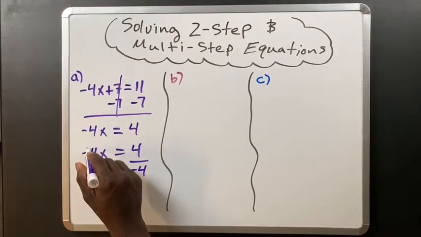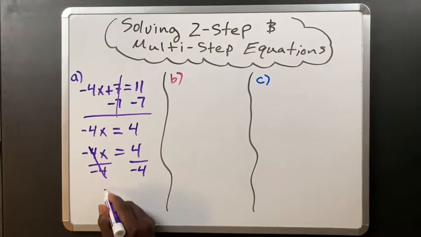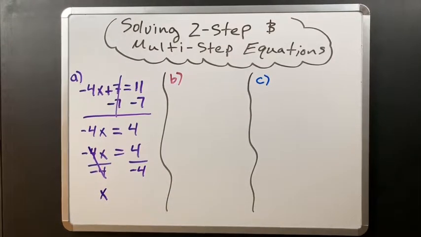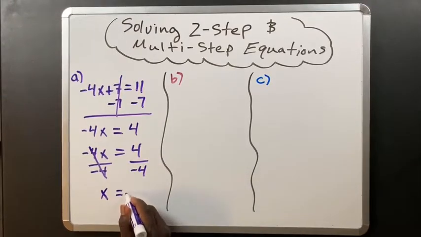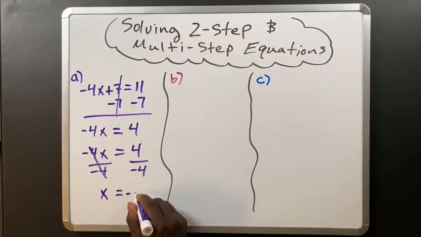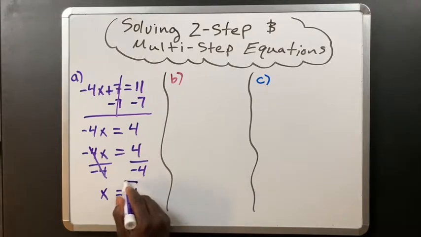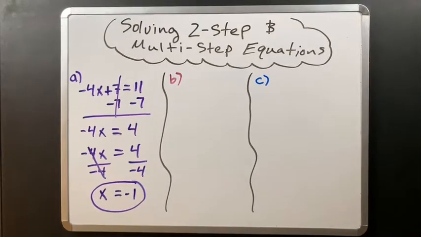Negative 4 divided by negative 4 is 1. Bring down the x equals positive divided by a negative is a negative. 4 divided by 4, and that gives you 1. So that's negative 1. X equals negative 1. Very good.